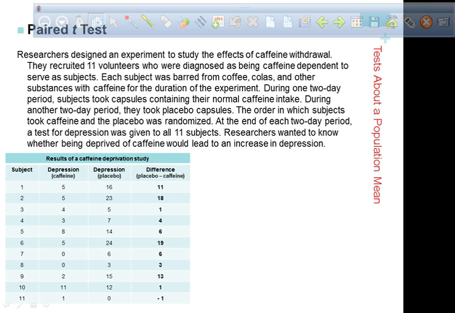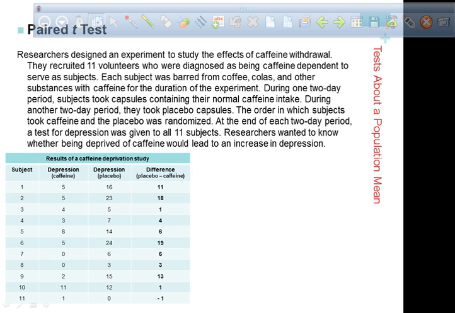It says, researchers designed an experiment to study the effects of caffeine withdrawal. They recruited 11 volunteers who were diagnosed as being caffeine dependent to serve as subjects. Each subject was barred from coffee, colas, and other substances with caffeine for the duration of the experiment. During one 2-day period, subjects took capsules containing their normal caffeine intake. During another 2-day period, they took placebo capsules. The order in which the subjects took the caffeine and the placebo was randomized.